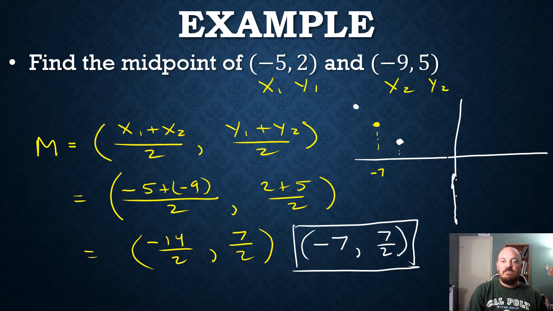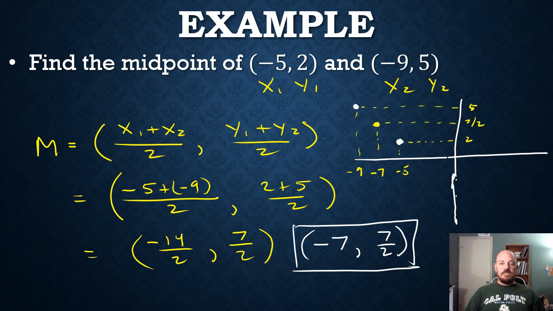7 here. Remember, this was negative 5, and this was negative 9. So I basically found the midpoint of the x's to be negative 7. And then I did the same thing for the y's. I said right here, the height of this point was 2. The height of this point was 5. So the halfway point for those would have been 7 over 2, or 3.5. So all you're doing is the x's and y's separately. You can see right there the negative 7 is exactly halfway in between the negative 5 and the negative 9. And right here the 7 over 2 is exactly halfway between the 5 and the 2.